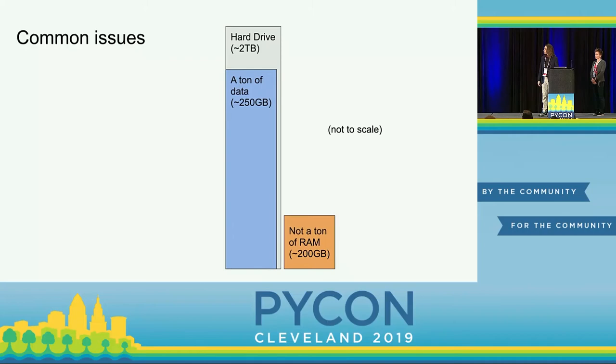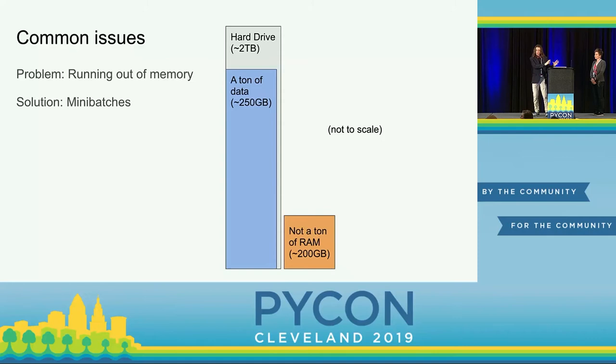So we have a whole lot of data, but not a lot of RAM. And so what we do instead is just take a little bit of data at a time and train on it and do it in small batches.